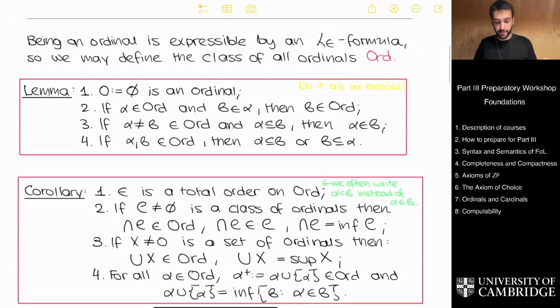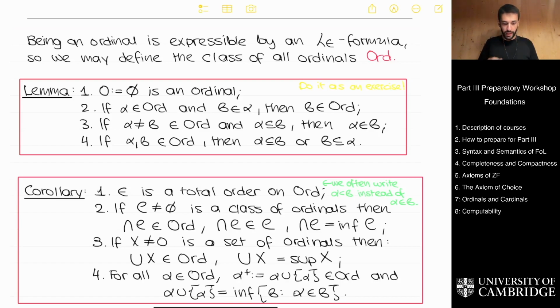So this is expressible by a formula in the language of set theory, and therefore if we write down this formula, we may think and talk about the class of ordinals. Recall that a class is simply a formula with a single free variable.